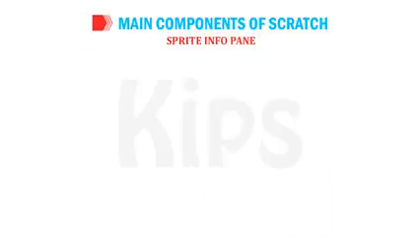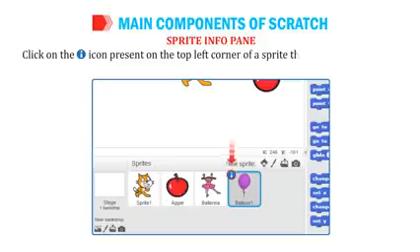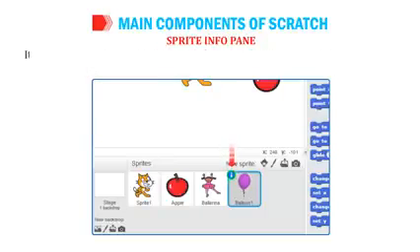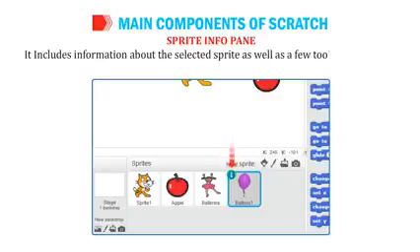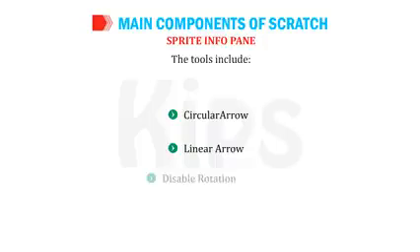Sprite Info pane. Click on the icon present on the top left corner of a sprite thumbnail to display the Sprite Info pane. It includes information about the selected sprite as well as a few tools manipulating the sprite. The tools include circular arrow, linear arrow, disable rotation.